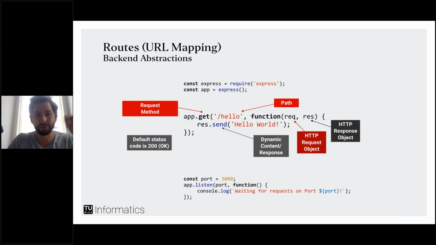Okay, so I almost forgot to mention it. The default status of any of those routes, if you don't specify any status in the response, then it will be 200. It's going to be okay.